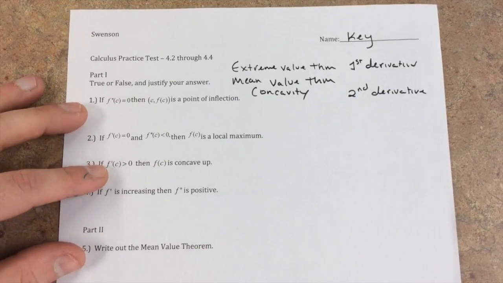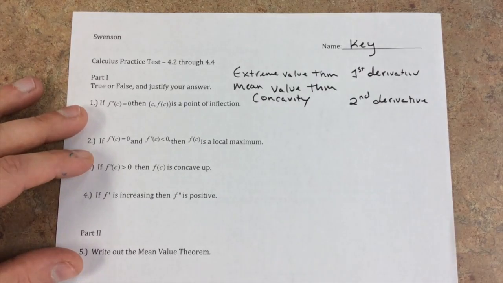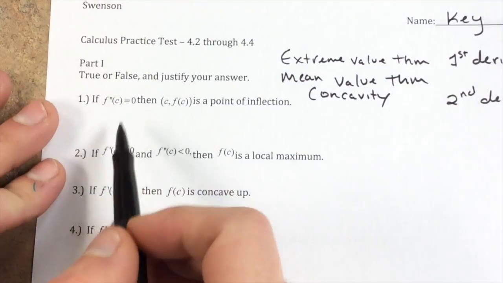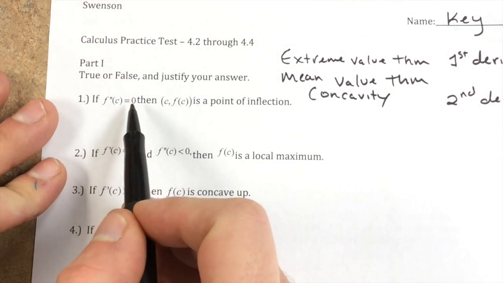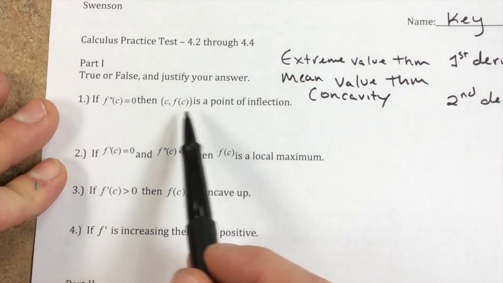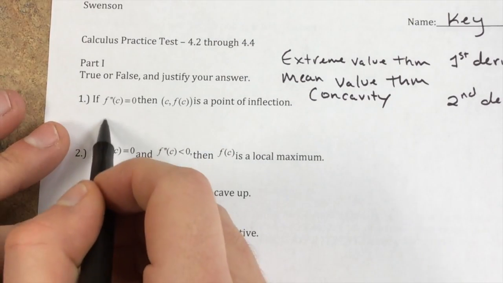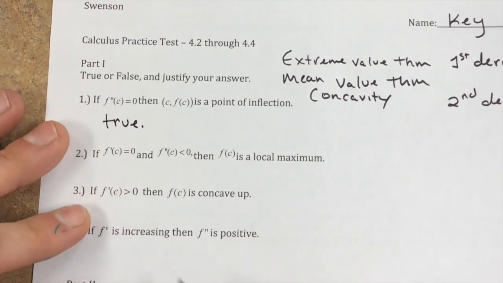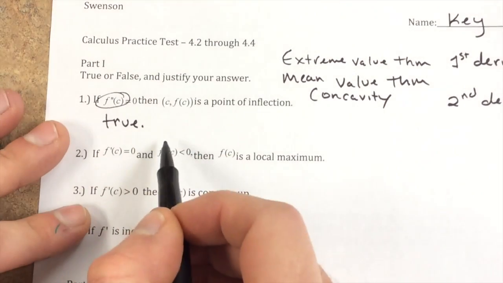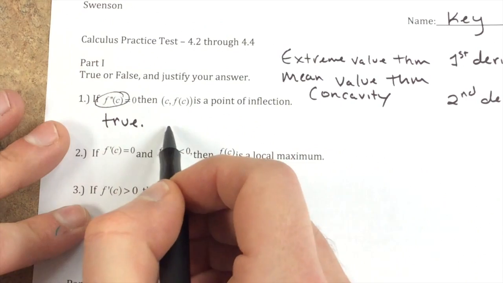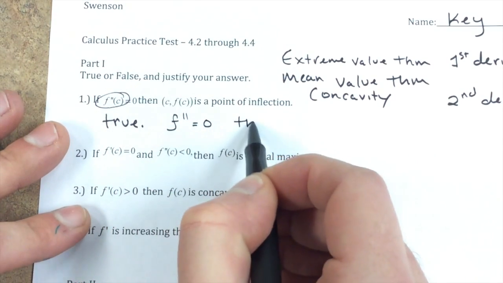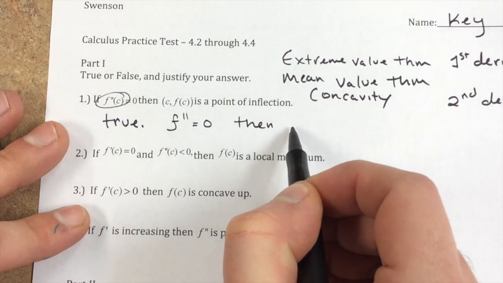So, first one. Let's zoom this in just a little bit. If f double prime is 0, then c comma f of c is a point of inflection. True. Why is that true? Well, we talked about if f double prime is equal to 0, then we get an inflection point.